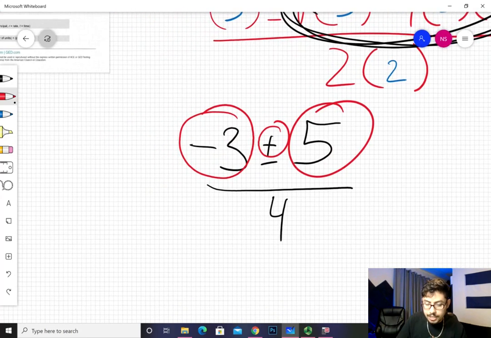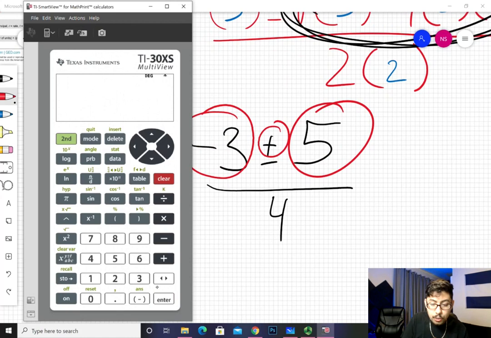So let's do that in the calculator the way you would. You would do -3 plus 5. Do not put divided by 4, okay? Do not do that. You got to push enter, get your answer. That answer you then divide by 4.